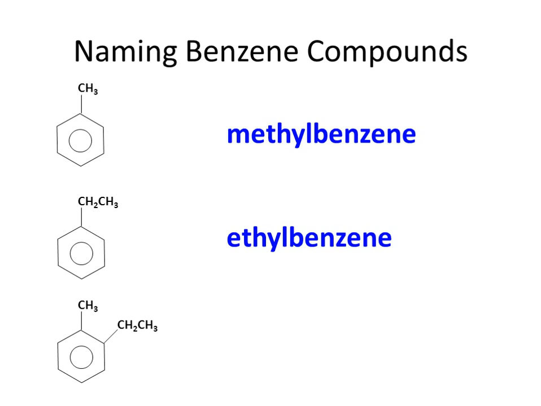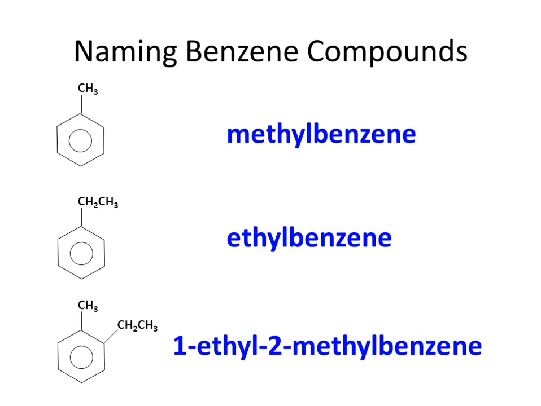In the last example, we have 2 substituents off the benzene ring, and so position numbers are necessary. Priority for carbon numbering on the benzene ring rests with the ethyl group because it's larger than the methyl group, has a higher priority. And so the name of this last compound would be 1-ethyl-2-methylbenzene.